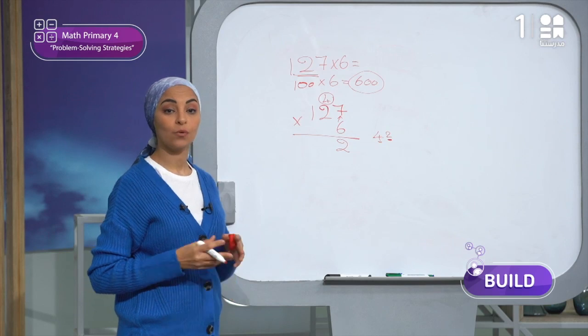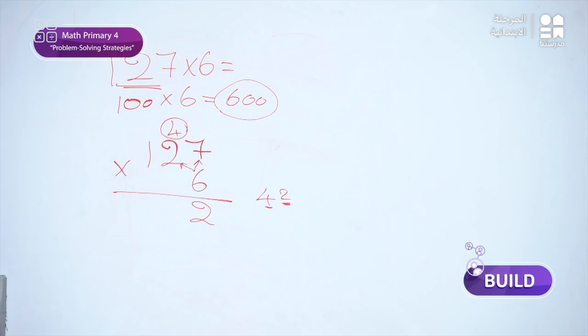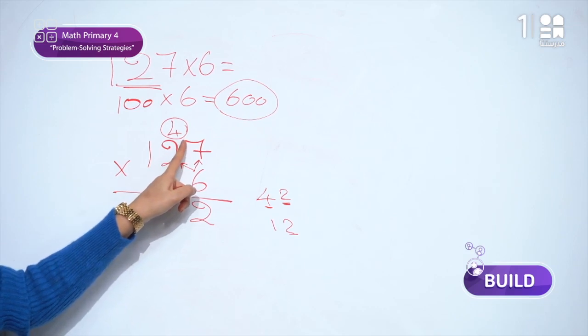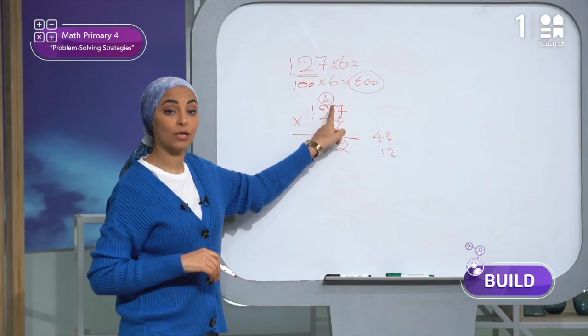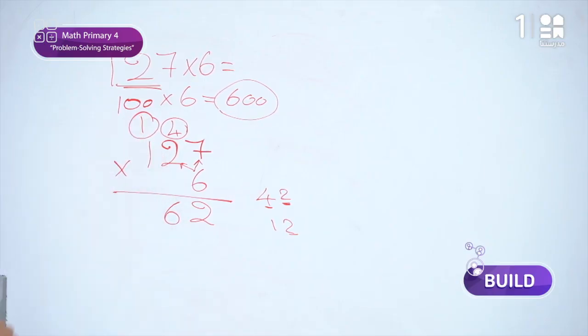Then, what should I do? I will multiply the tens. So 6 times 2. 6 times 2 equals what? 12, of course. And don't forget to add the 4. So 12 plus 4 gives me what? 16. I'll put the 6 down and carry up 1.